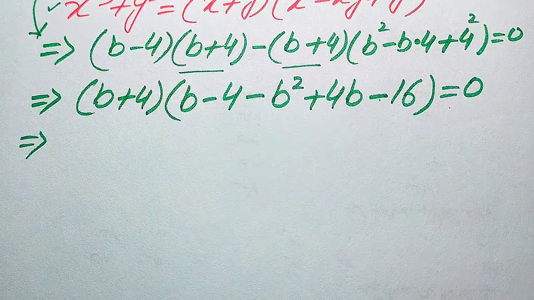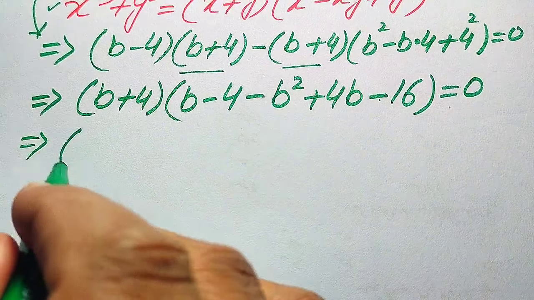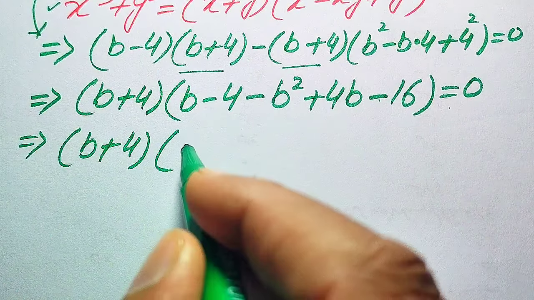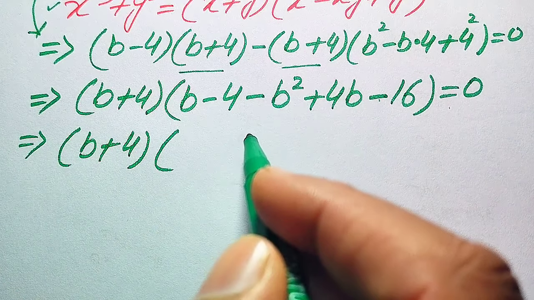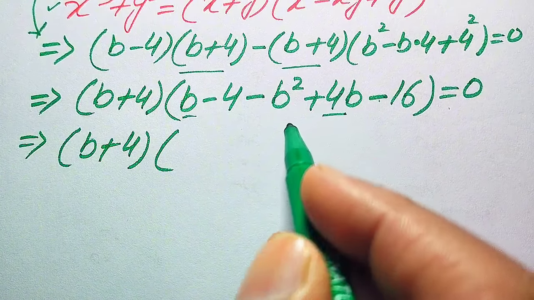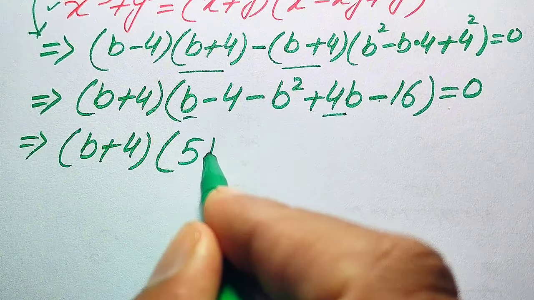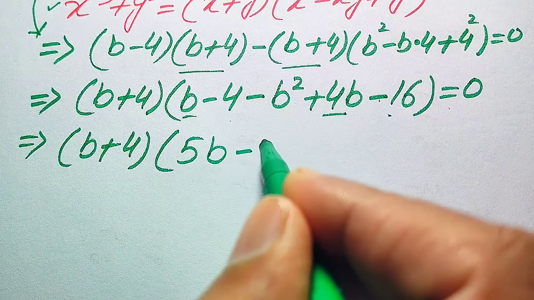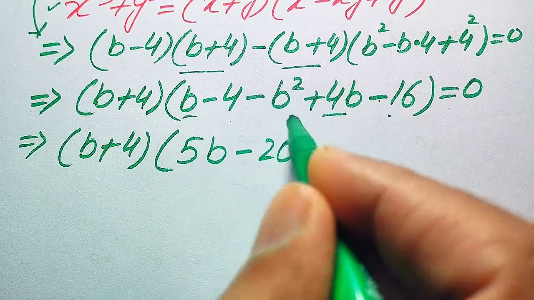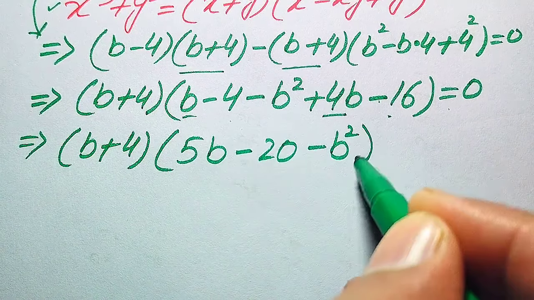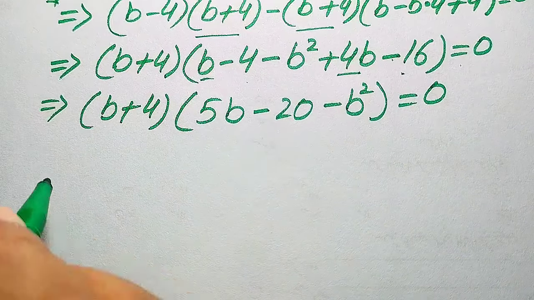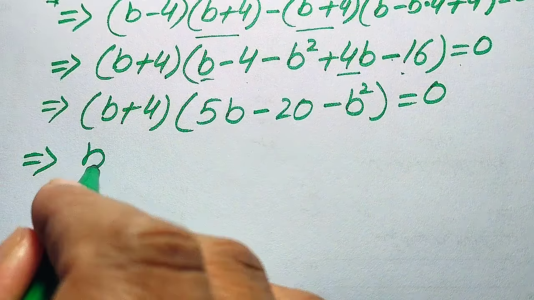And further in the next step, we need more simplifications, and it will be written as (b + 4) times (b + 4b becomes here 5b, minus 4 times 4, minus 16 becomes minus 20, and this is minus b square), and this whole equation equals 0. And now we divide this equation into two cases.